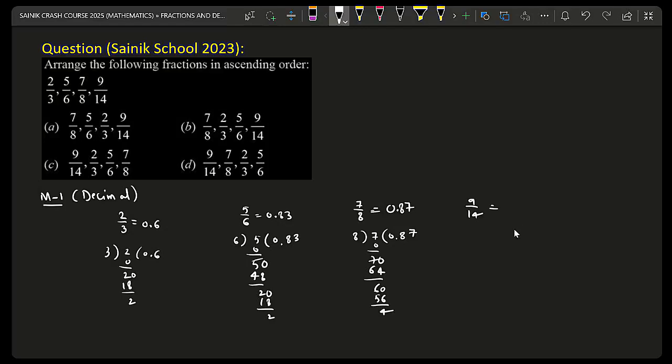Next, 9 divided by 14. 9 divided by 14. Quotient? Sir, 0. 9 point, 0. So 14 6s are how much? 14 6s are 84. 34.